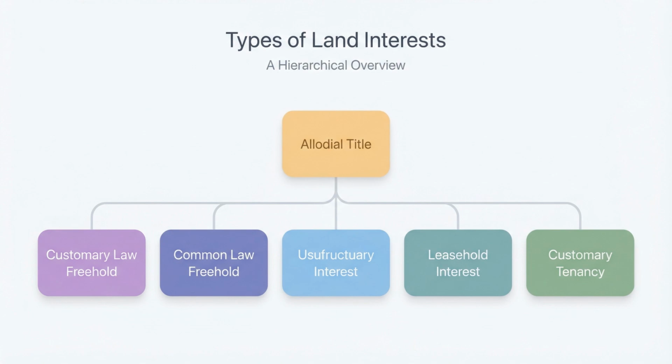At the very top is the allodial title, which is the highest form of land ownership, usually held by stools, skins, or families. Below that, we have various other interests, like freehold, leasehold, and customary tenancy. The law strictly prohibits discriminatory practices in acquiring these interests, though there are specific restrictions on non-citizens.